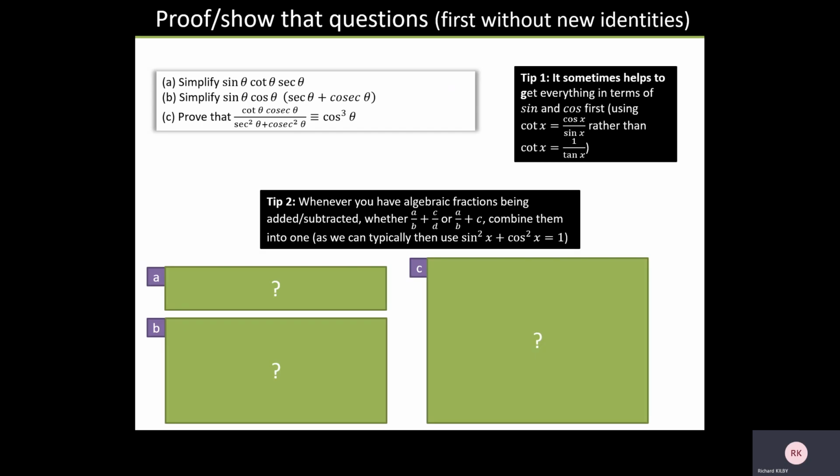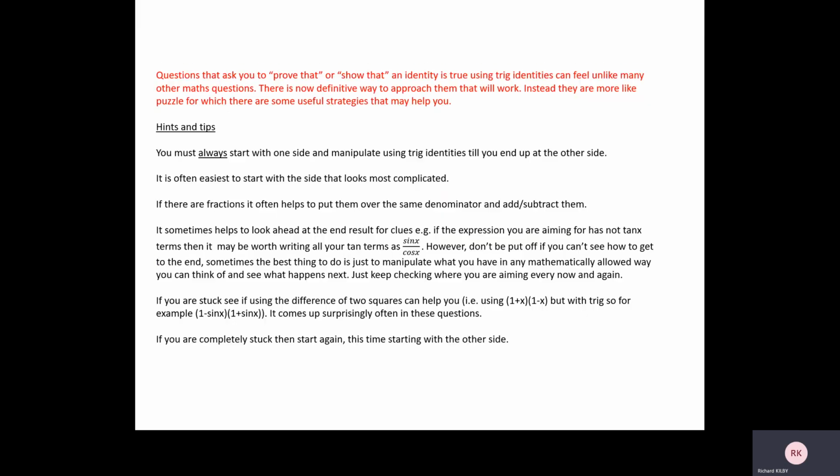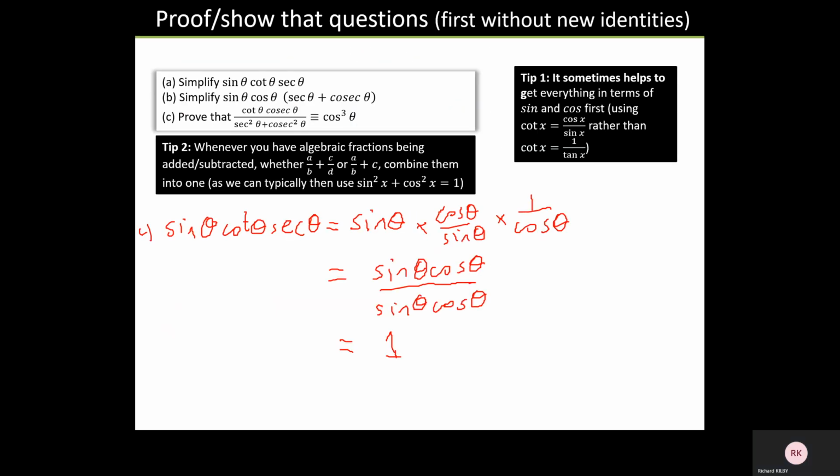So what I'd like you to do with this one, oh, hang on, I've not written the whole question out, have I? We're asked to show that this is equivalent to cosec, no, sorry, cos cubed. Okay. So what I would like you to do for this one, which side do you think looks most complicated? The cot theta cosec theta over sec squared theta plus cosec squared theta. Which side's looking more complicated, this side or this side? Left. I'd say the left too.